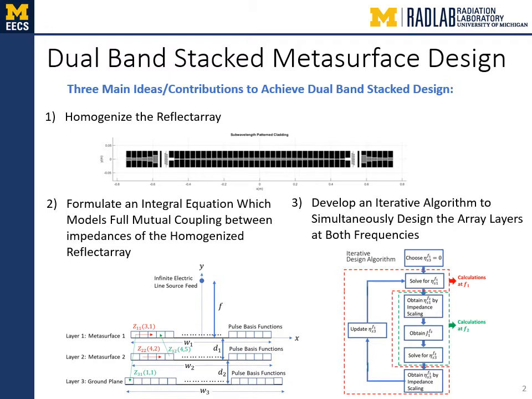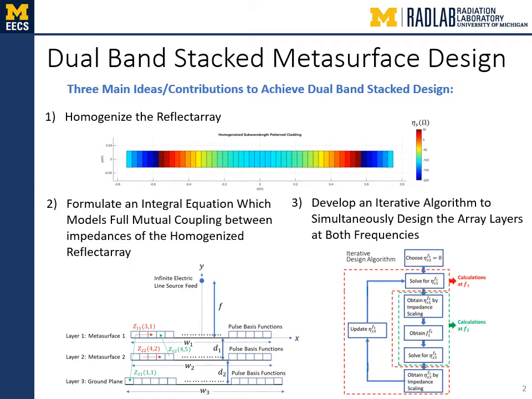In order to design the dual-band stacked metasurfaces, there are three main ideas or contributions. The first is we homogenize the reflectarray. The fine features of the sub-wavelength elements are homogenized and modeled as a single impedance sheet. Next, we formulate an integral equation which models the full mutual coupling between the impedances of the homogenized reflectarray. Since the elements are sub-wavelength and homogenized, the currents are treated as nearly uniform, and thus one pulse basis per homogenized element is necessary. Third, we develop an iterative algorithm to simultaneously design the array layers at both frequencies. We will explain this iterative design cycle later in the presentation.